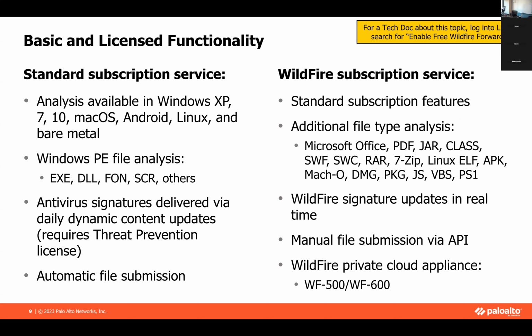The Wildfire private cloud appliance, which is the WF500 and 600, is for if you do not want to submit your files up to the cloud. You can run your own little private cloud device, which will then be a part of the entire network. So if you're a big enough company, you may want to do this, or if you want to make sure you never send any kind of files off your network up to the cloud, in this case, just Palo Alto for analysis, you can get away from that and run your own cloud device if you choose to do so.